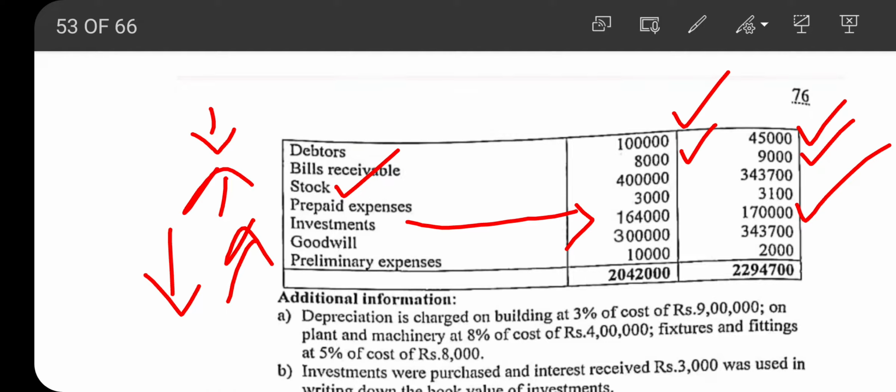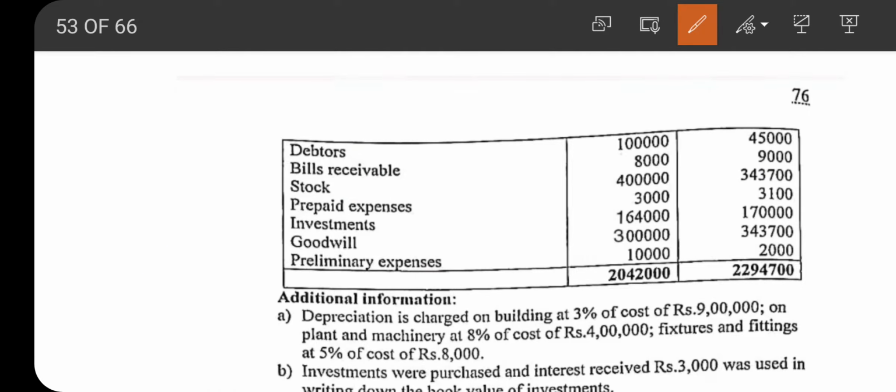The next item is goodwill. Opening balance is 3 lakh, closing balance is 3,43,700. So there is increase in the value of goodwill. So we can consider it as goodwill purchased or purchase of goodwill.